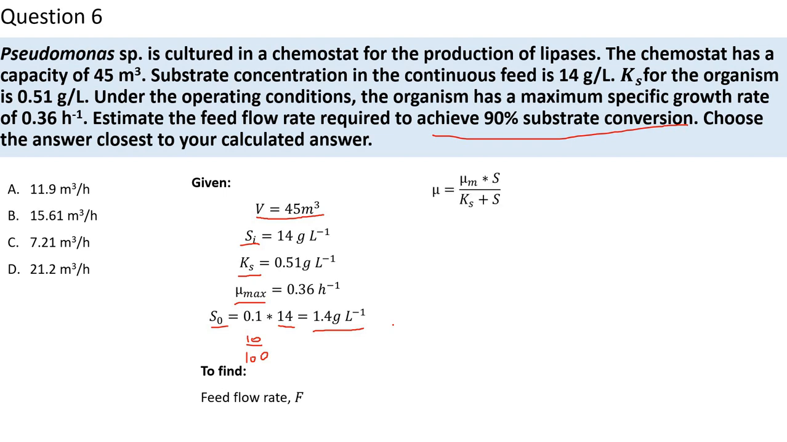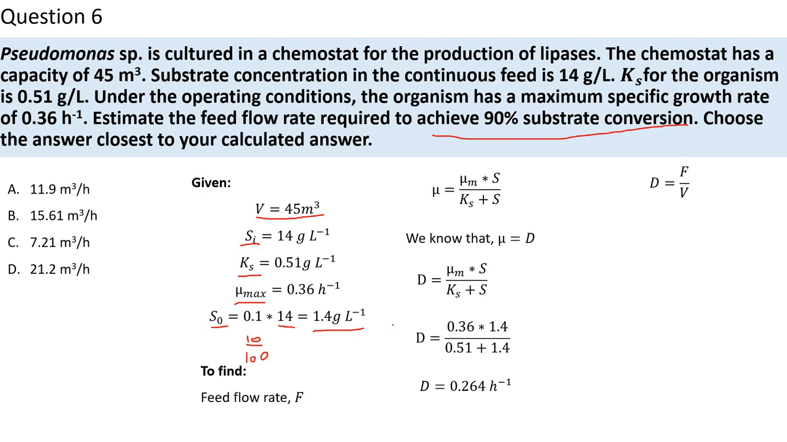We know the Monod equation, like the Michaelis-Menten equation: mu is equal to mu max S divided by Ks plus S, right? And we know that mu is equal to D. As it's a chemostat, we have already derived and seen that mu is equal to the dilution rate. So if you substitute it here, D is equal to mu max into S divided by Ks plus S, and substituting the values, you will find the value of D. So D is equal to 0.264 per hour.